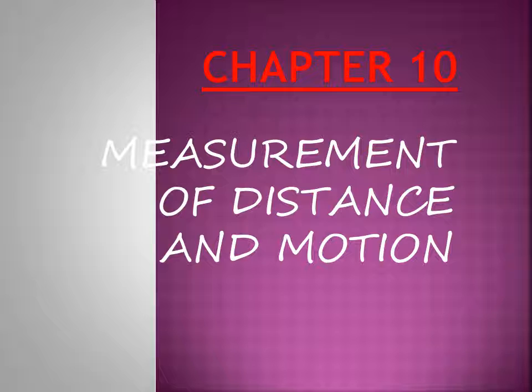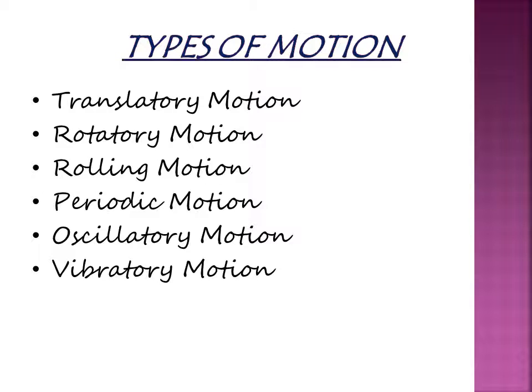As we have discussed already, there are different types of motion. We have translatory motion, rotatory motion, rolling motion, periodic motion, oscillatory motion, and vibratory motion. In our previous video we talked about translatory motion and its types, like linear motion and circular motion. Today in this video we will talk about other types of motion, citing various examples.